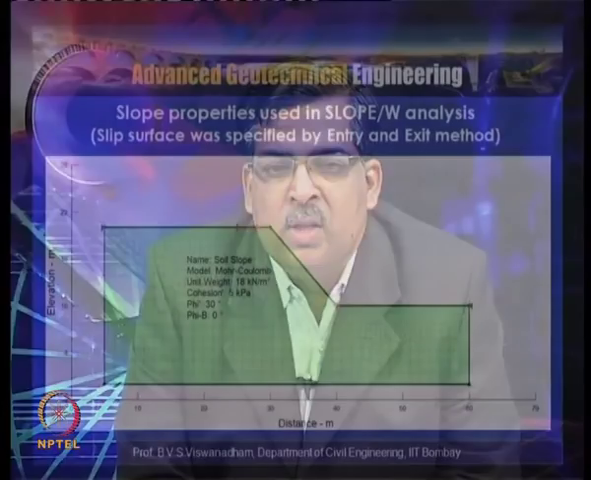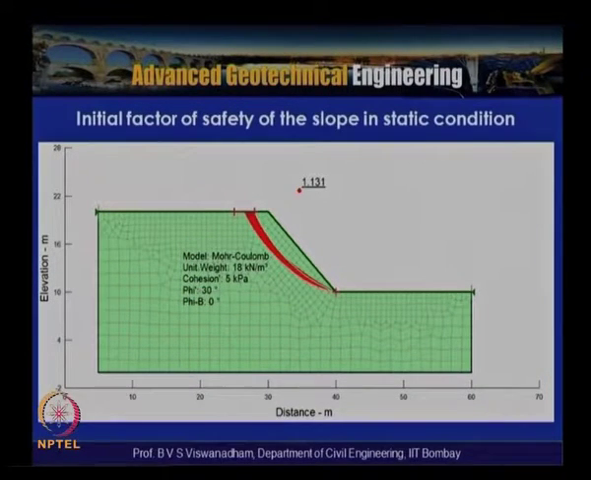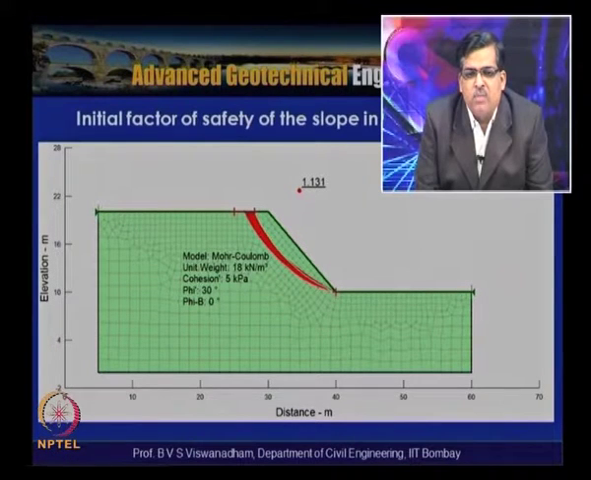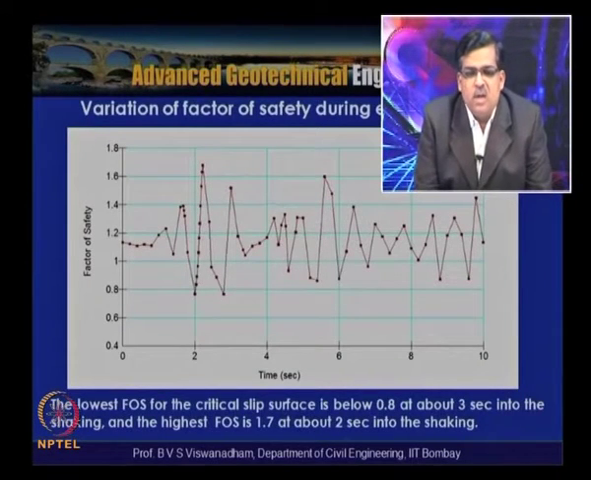So here are the slope properties used in the slope stability analysis. The slip surface was specified by using the entry and exit method, which is shown here. Then the initial factor of safety of the slope in static condition is obtained as about 1.131. Then this graph shows the variation of the factor of safety with time during the earthquake event.